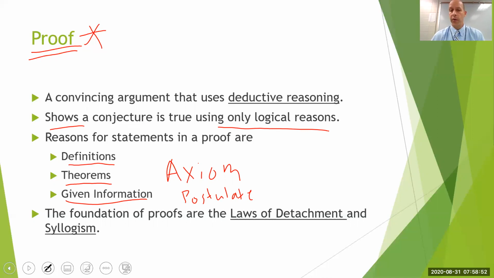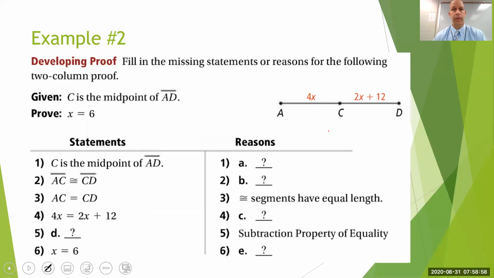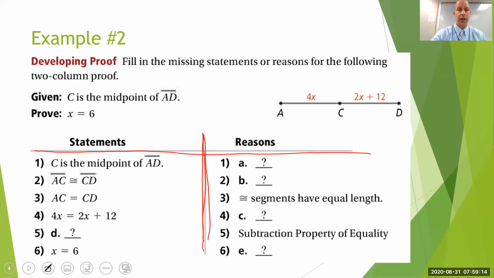The foundation for proofs are the laws of detachment and syllogism, which I mentioned at the very beginning of the presentation. So let's go ahead and look at an example. It looks overwhelming, but this is kind of an easier proof. This is an example of what we call a two-column proof. You probably can guess why it's called a two-column proof, because it has one column and it has a second column. In the left-hand column, we have what we call statements, and in the right-hand column, we have reasons. So over here's the work on the left, and then the reasons are on the right.